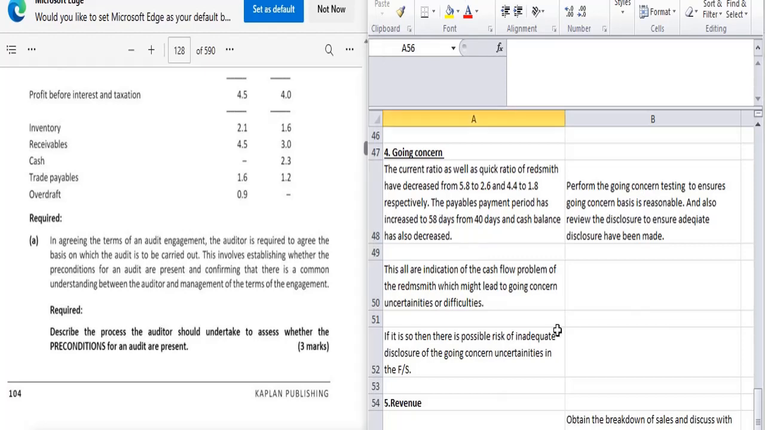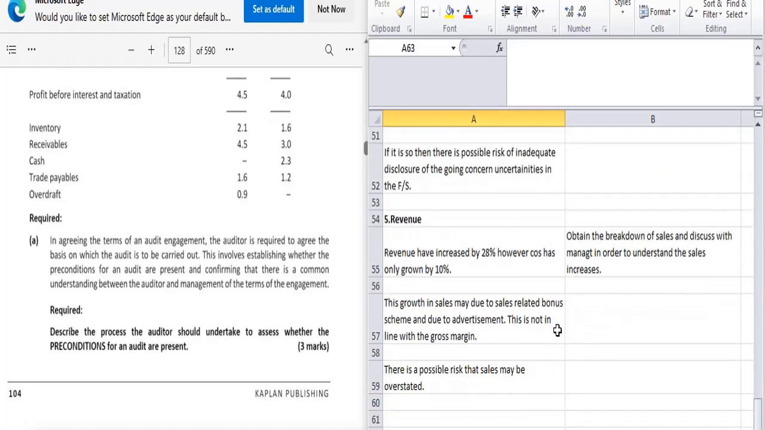Okay, so now for the last one, revenue has increased by a certain percentage, but cost of sales only increased by 10%. This growth may be due to the sales related bonus or advertising, but this is not in line with the gross margin. So there is a possible risk that the revenue might be overstated. So the appropriate response will be to obtain a breakdown of sales and discuss with the management in order to understand its increment. Okay, so these are our 5 audit risks.